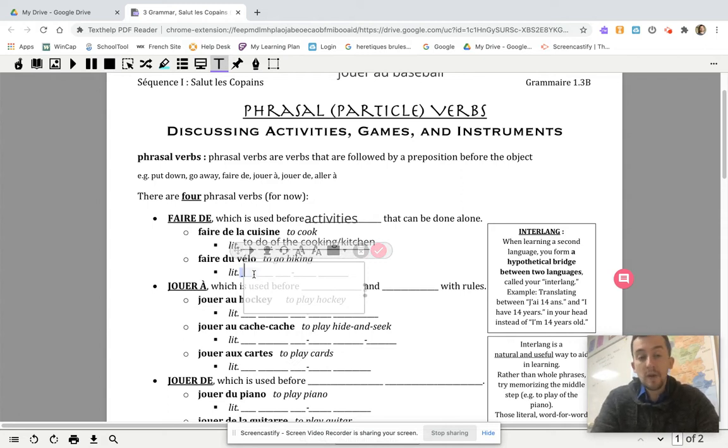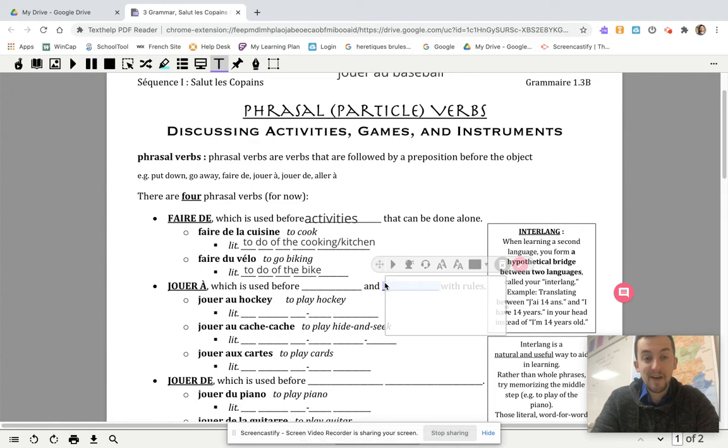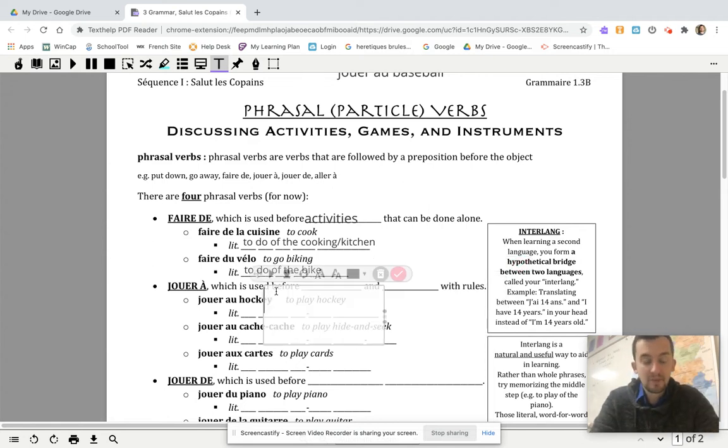Faire du vélo, just like faire du ski, is de plus le, d'accord? And literally what you're saying is to do of the bike, because un vélo is a bike, d'accord? So, je fais du vélo.